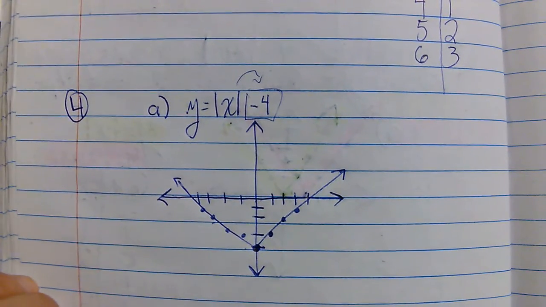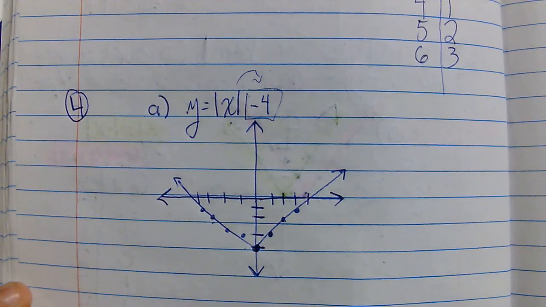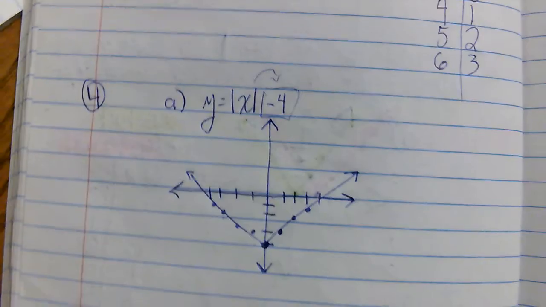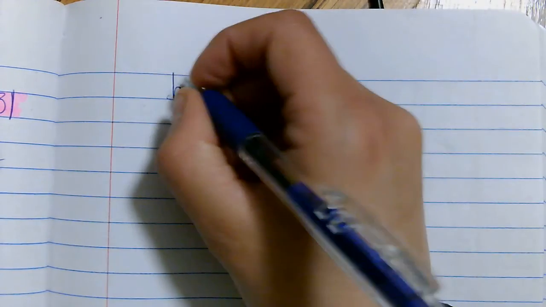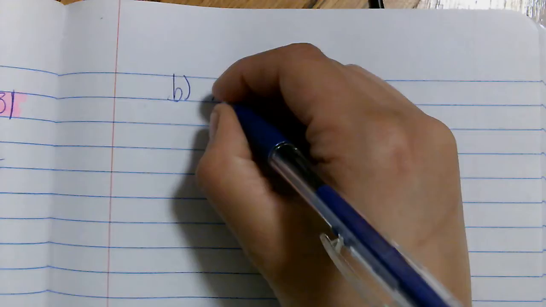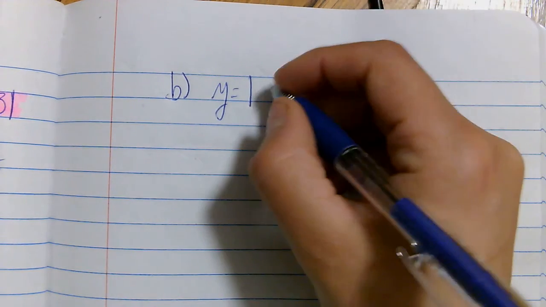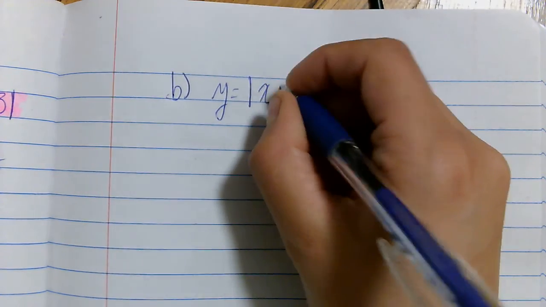Let's do one where the value is this time on the inside of the absolute value bars. Now I need a new page. Get all my stuff out of the way. There we go. Okay, so I'm just going to put B for this one, and we'll do y equals absolute value of x plus 2.